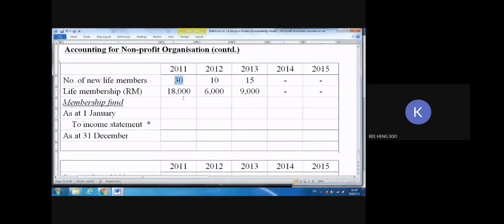Are you following? 600 times 30, do you get 18,000? 600 times 10, you can get 6,000. 600 times 15, then you can get 9,000. Are you following? Each member had to pay 600.